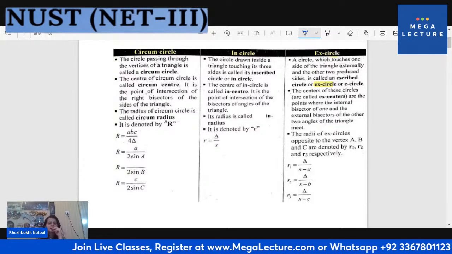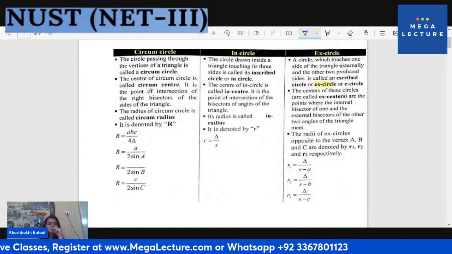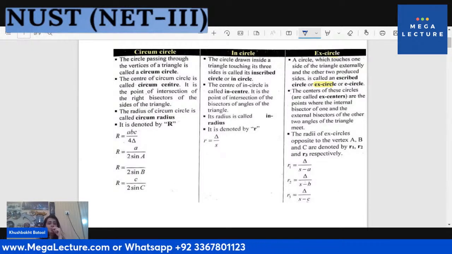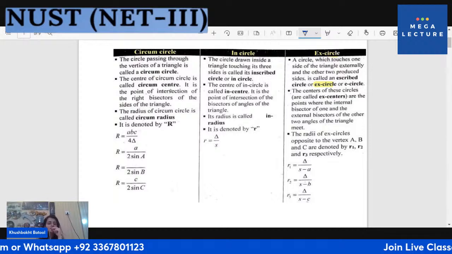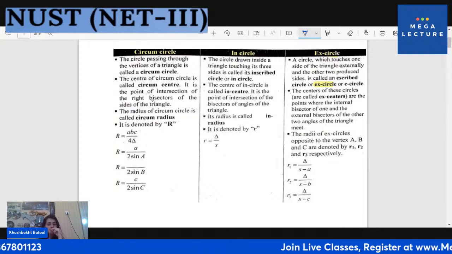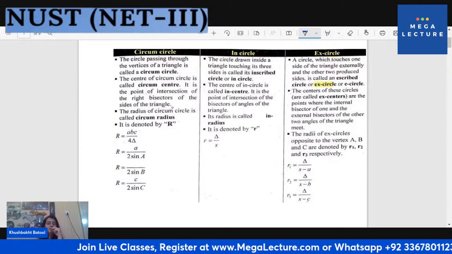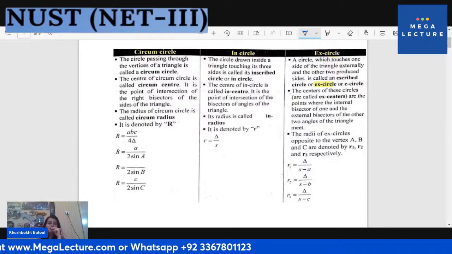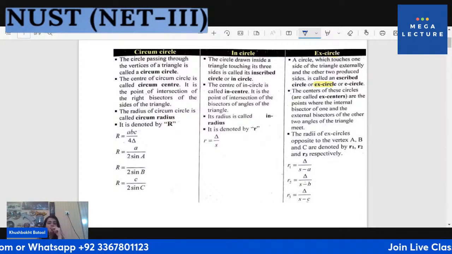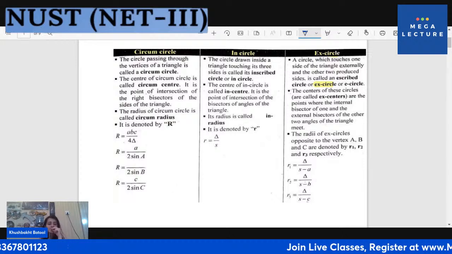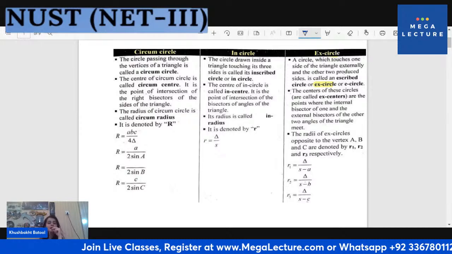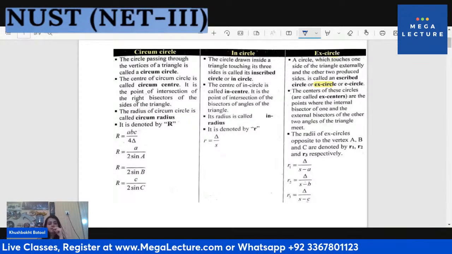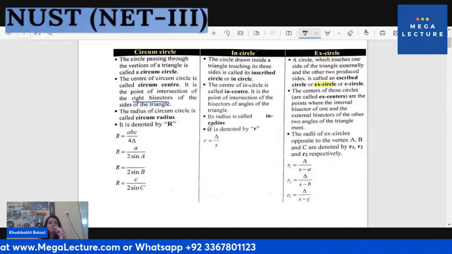The next thing is circumcenter. The center of the circumcircle is called the circumcenter, fair enough. It is the point of intersection of the right bisectors of the sides of the triangle. So imagine you have a triangle and a circle is being made, and your circle is touching the three vertices of your triangle. The center of that circle would be the circumcenter, and it would basically be at the point of intersection where the three right bisectors of the triangle would be meeting.